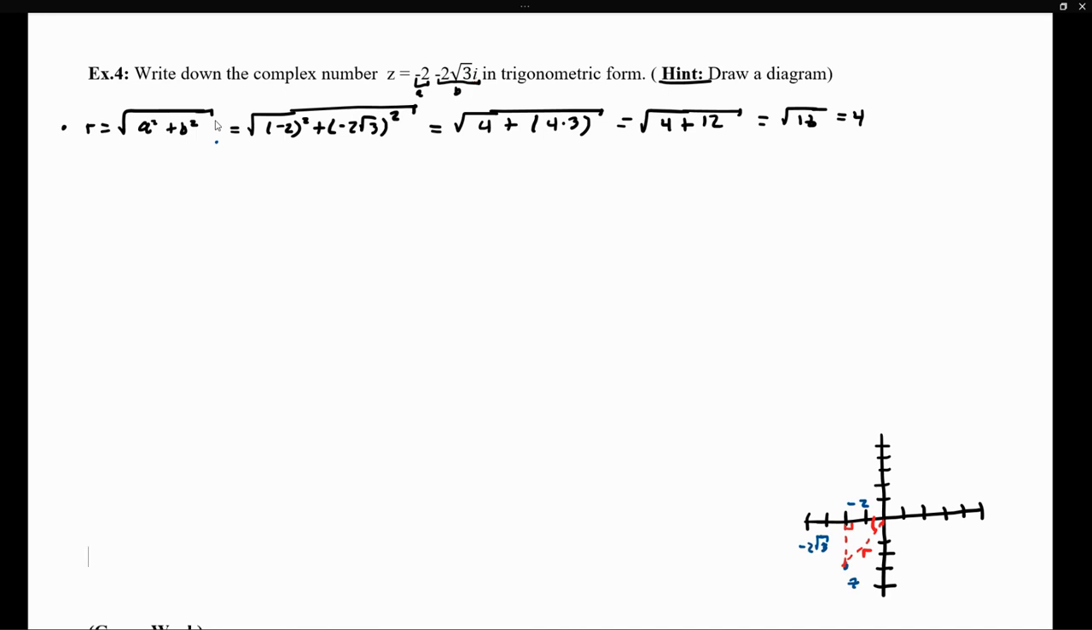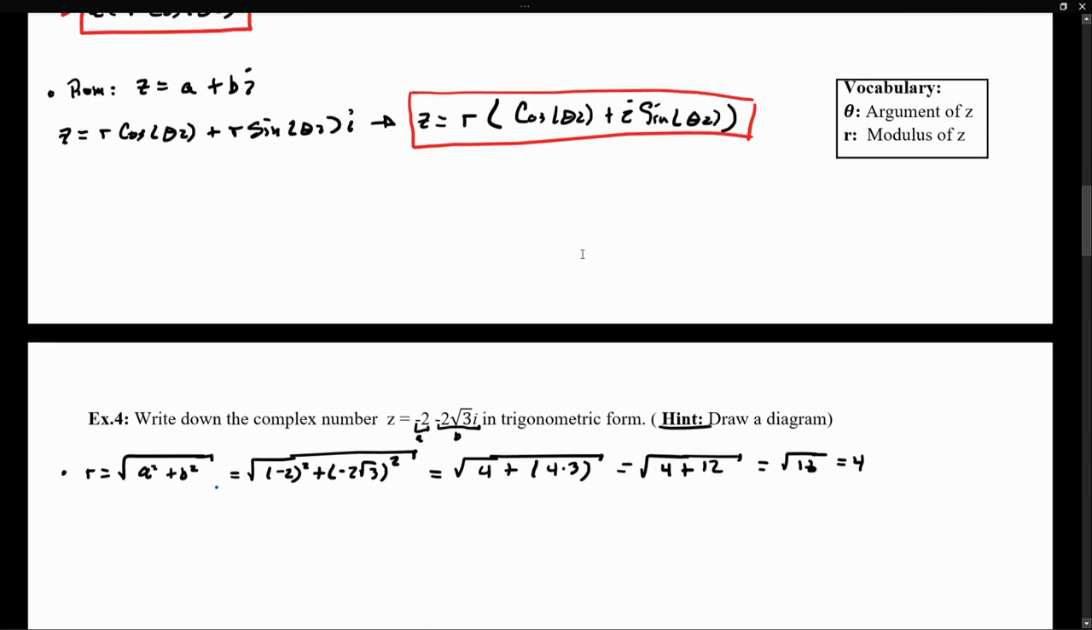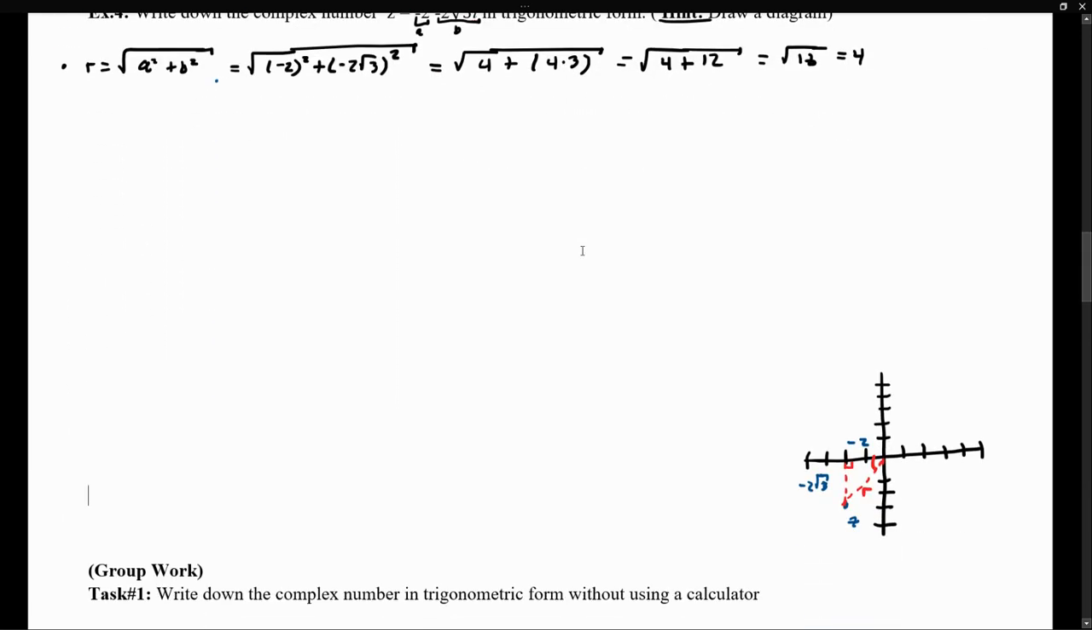But what else do we need in order to define the complex number? Well, to define the complex number, I know the value of r, which we already found here. And I also need to know my reference angle, or at least we're going to use this angle to define the argument of z. So let's think about this for a second now.